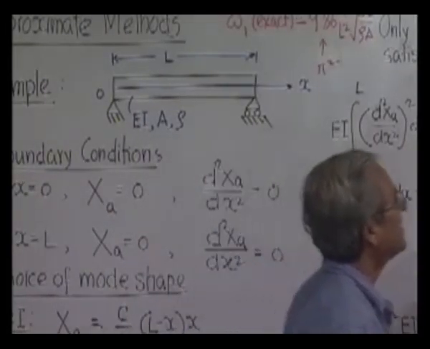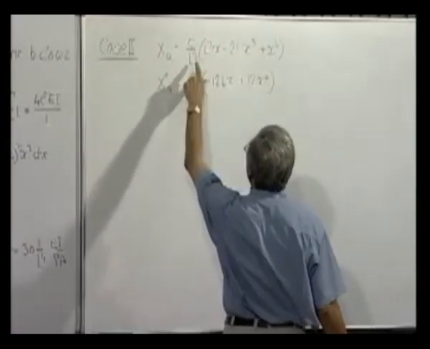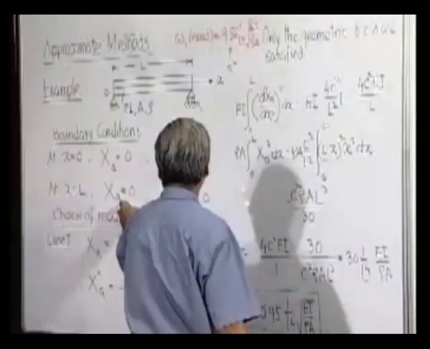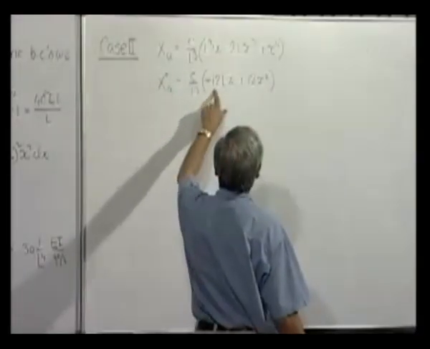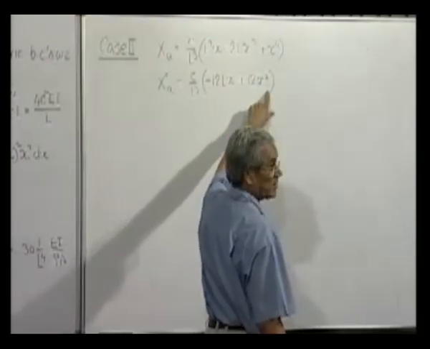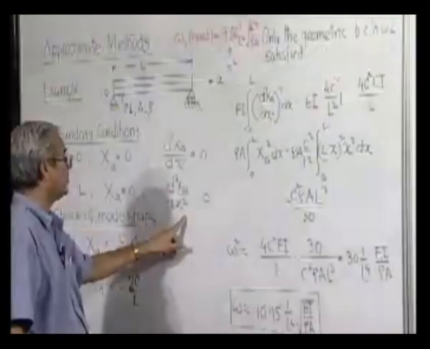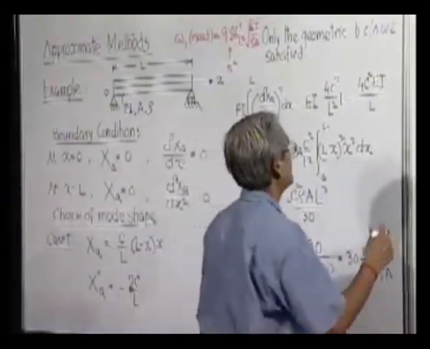Next, if we put x is equal to L, so it is L4, this is L4, so 2L4, minus 2L into L cube, so minus 2L4. So xa is 0 at x is equal to L. This is satisfied. Next, if we put x is equal to L here, this is minus 12L square, this is plus 12L square. So d2xa dx square is also 0 at x is equal to L. Thus, all 4 boundary conditions are satisfied.